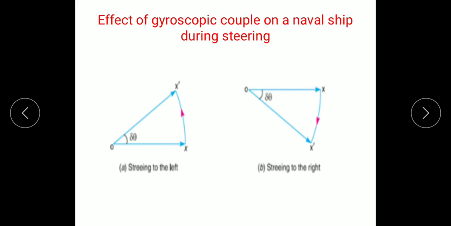Okay, the initial angular momentum of the ship is OX. When it takes a left turn, the direction changes from OX to OX dash. Okay, so here the vector XX dash represents the active gyroscopic couple, and its direction is perpendicular to OX. Okay, so that is the case when the naval ship takes a left turn.